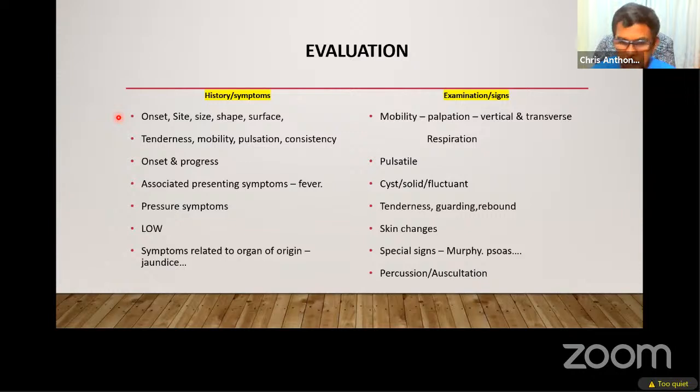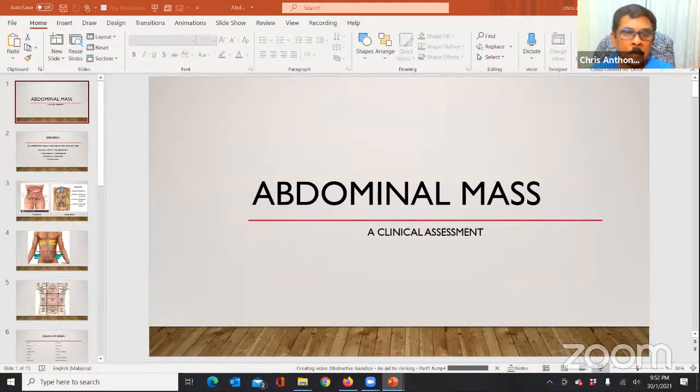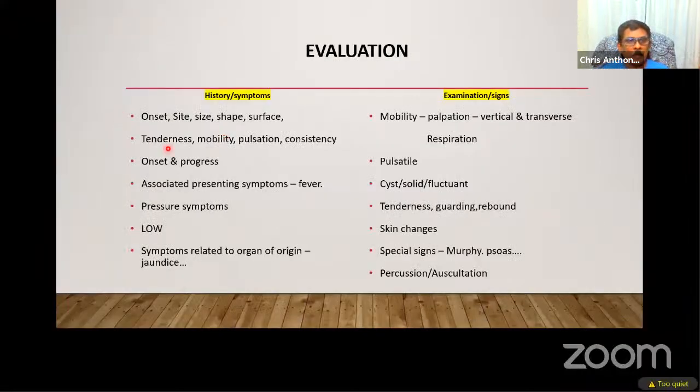Did the patient realize it is mobile, or pulsatile? Is it pulsatile? And the consistency. These are all very important things that you must ask in the history. Then the onset and progress, which I said. The other important thing is associated presenting symptoms, especially fever, nausea, vomiting, diarrhea, bleeding, vomiting of blood, hematemesis, hematochezia. So these are all very important questions in patients with abdominal masses. Again, it depends on the site of the lesion and what you suspect the organ of origin of this mass to be. You ask them direct questions.